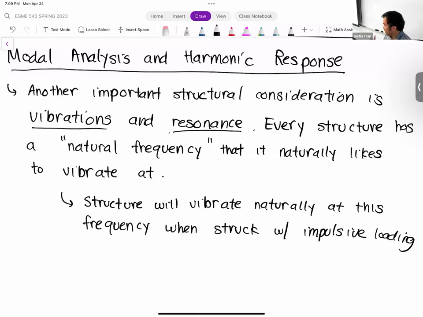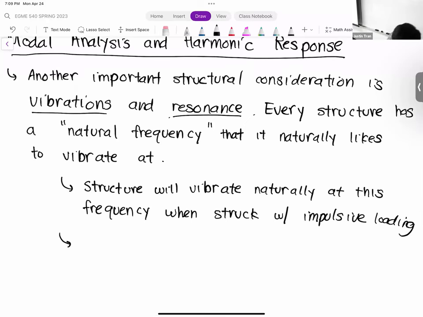The idea with guitars and most musical instruments in general is that when you apply that impulsive loading, the frequency at which the string vibrates produces a sound. A lot of musical instruments are tuned in such a way that you get a very specific sound for those guitar strings. We'll bring up guitar strings a bit more later as well. So that's the fun aspect of natural frequencies. But the one that's more important for structural design is that if you apply some kind of oscillating load that is at the same frequency as the natural frequency, then what you can get is resonance.